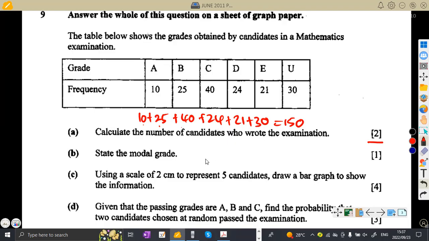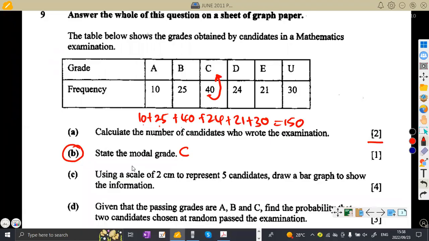No, it's not about the calculator. Write down the working, then the answer. Okay, the B part: state the modal grade. Remember, the modal grade is the one with the highest frequency. So the highest frequency is 40, which means the grade is C. So the modal grade is C.